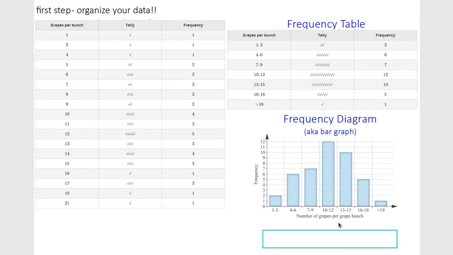Then you can make a diagram. Okay. Again, this is very important. This was with what kind of data? Discrete data. Super duper important. Okay. So that's when you would use a frequency diagram.